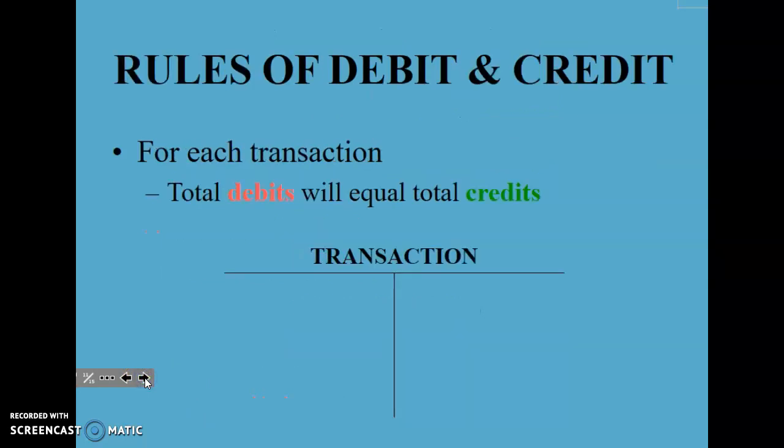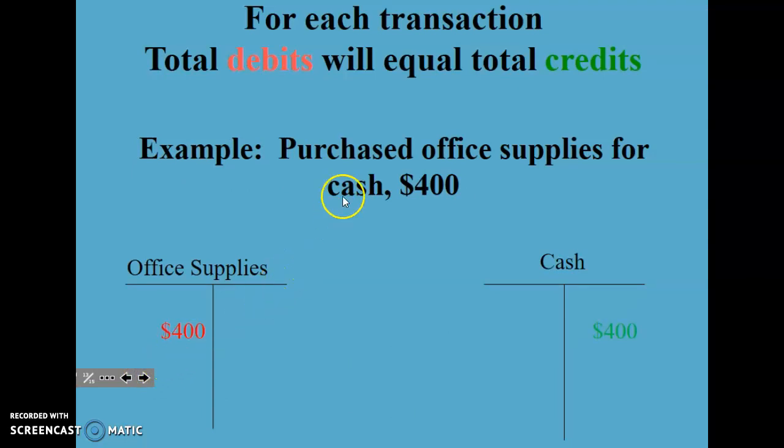So for each transaction, something to remember: your total debits will equal your total credits. For every transaction, your total debits will equal your total credits. And that is true. Remember, when you were doing your expanded transaction form, you had to have two entries. It's the same way with the T account, and we're going to look at that now.